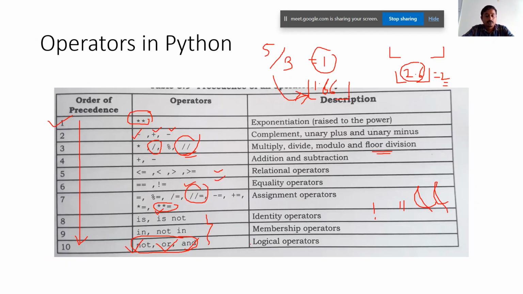For your practice, I will share previously asked questions based on operators, 10 to 15 questions which were asked in TCS aptitude, through Sarthak. So you try those questions. We'll stop here.